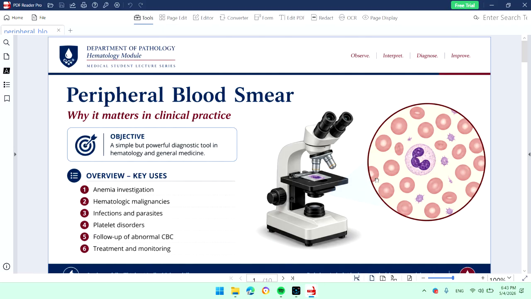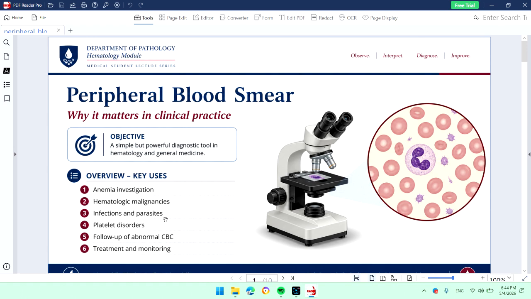Hello, everybody. In this session, we talk about the importance of studying PBS, or peripheral blood smear. As you know, we can use PBS under the microscope for investigation of anemias, IDA, megaloblastic anemia, etc. Leukemic involvement, for example, acute leukemia especially, and sometimes chronic leukemias.